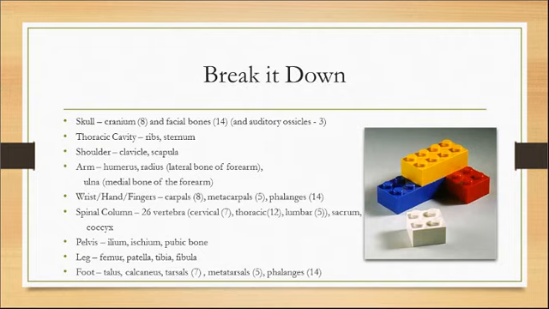Our pelvis is comprised of our ilium, ischium, and pubic bone. Our leg is made up by the femur, patella, tibia, and fibula. Our foot is made up of our talus, calcaneus, tarsals, metatarsals, and again, our toes are also called phalanges. It's important to know, because your quiz asks you this, the upper and lower limbs each have 28 phalanges.